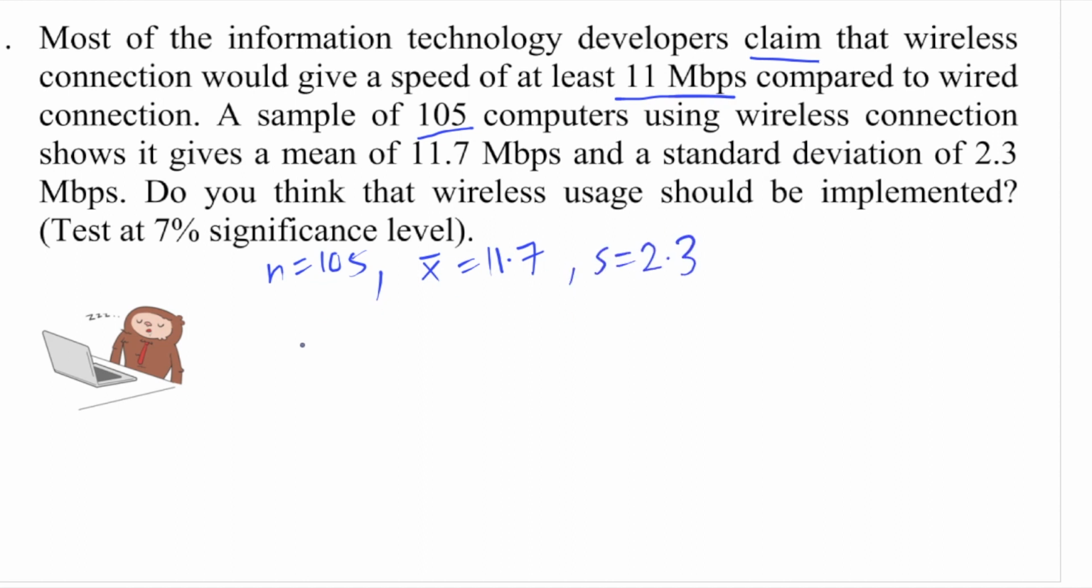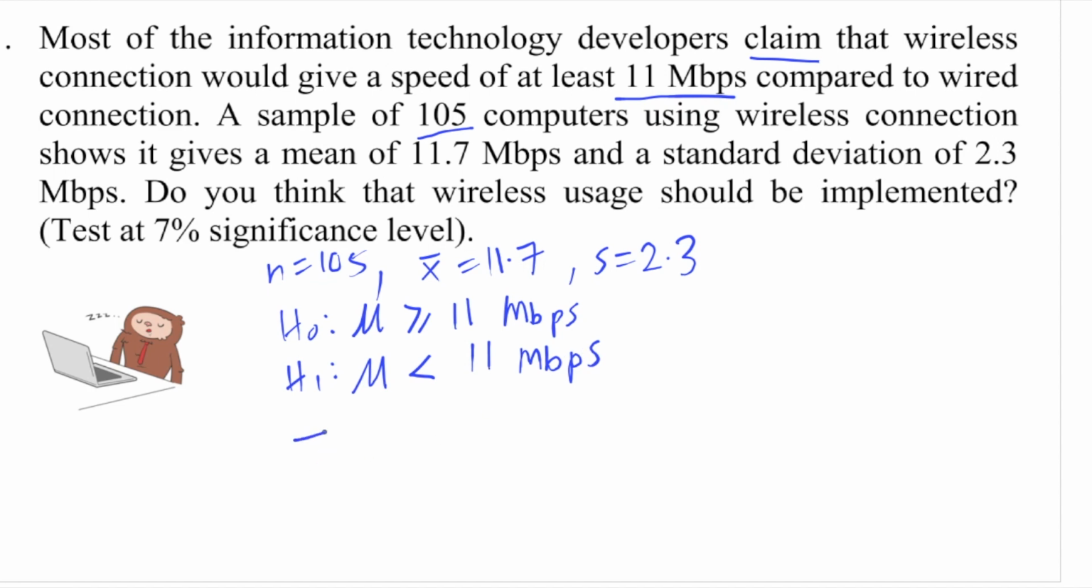2.3. So the null and alternative, as we've previously discussed, would be mu of at least, at least would be greater or equals to 11 megabytes per second. Definitely the alternative would be less than 11 megabytes per second. And the distribution that we will be using would be the standard normal distribution. So the test statistic would be Z star. On to the next question.